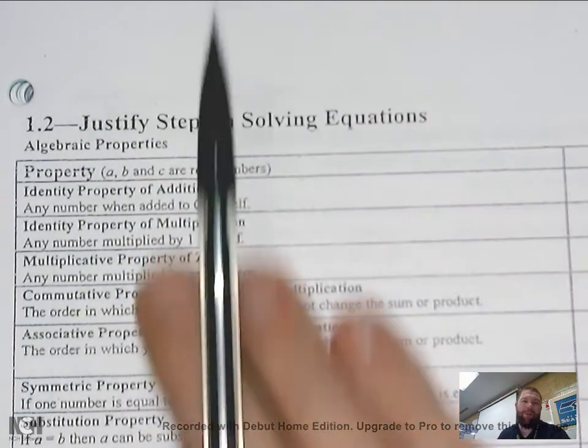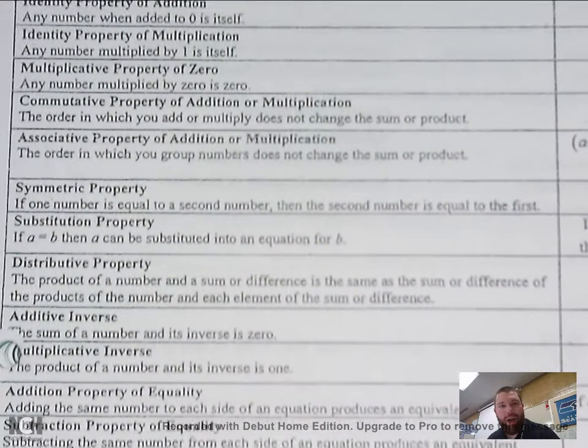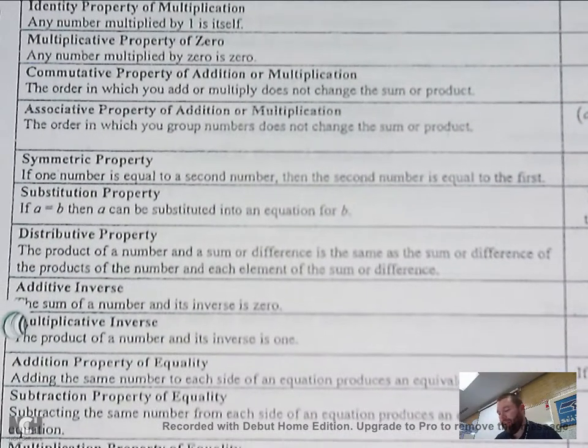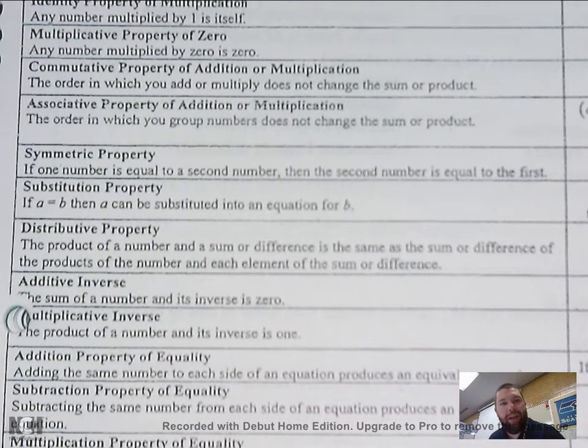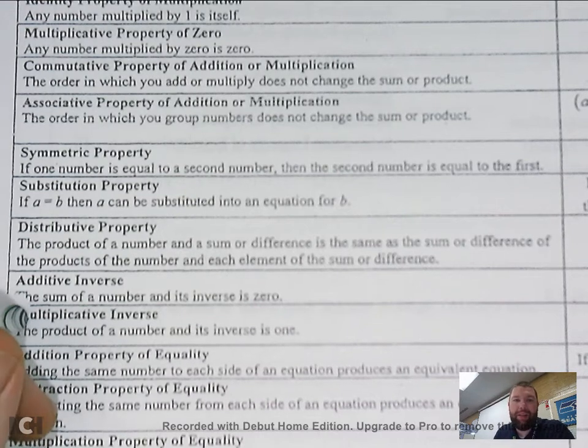We have all the algebraic properties here, and you guys have used them without knowing the names to them already quite a bit. But there's six specific properties that we're going to talk about today that we're going to be using in your justifying steps.